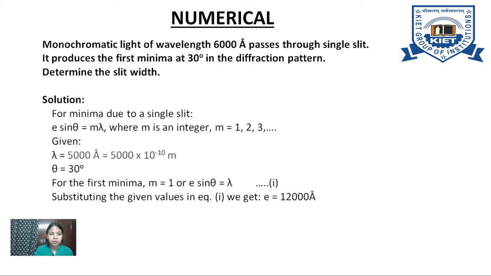Now we know that for minima due to a single slit, the equation is e sine theta is equal to m lambda, where m can take integral values 1, 2, 3, and so on and so forth. Now what is given to us is lambda is equal to 5000 angstrom, or 5000 into 10 to the power minus 10 meters. Theta is equal to 30 degrees. So for the first minima, m is equal to 1. And substituting all these values in the equation for minima, we get e is equal to 12,000 angstrom.